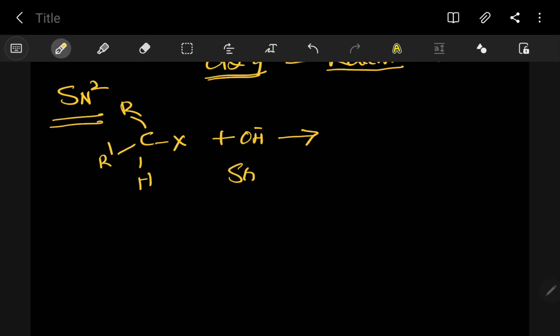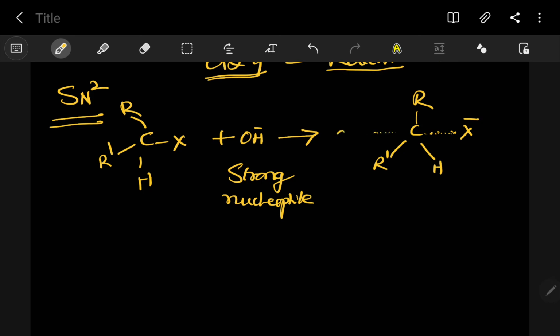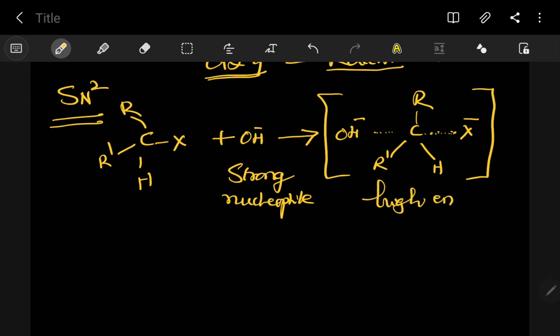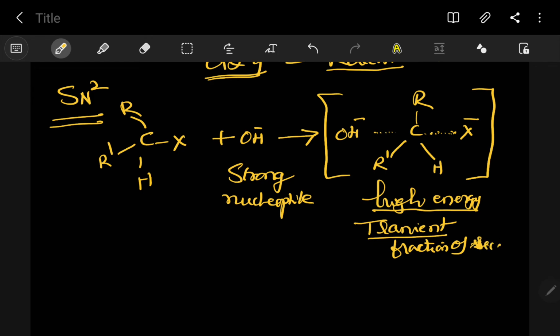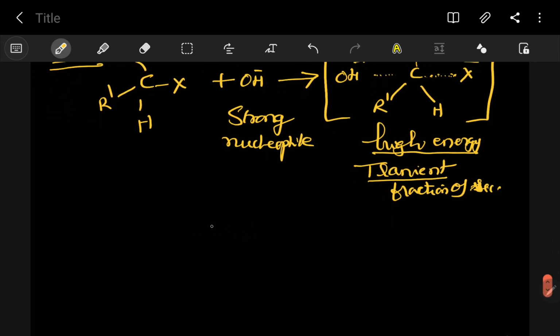Before the X leaves, see here, R, R dash, and H are there. X minus is leaving, and at the same time OH minus is coming and attacking here. So this is having high energy, and it is said to be a transient stage. Transient means it exists only for a fraction of a second, because it is highly energetic. This intermediate then gives back the product.